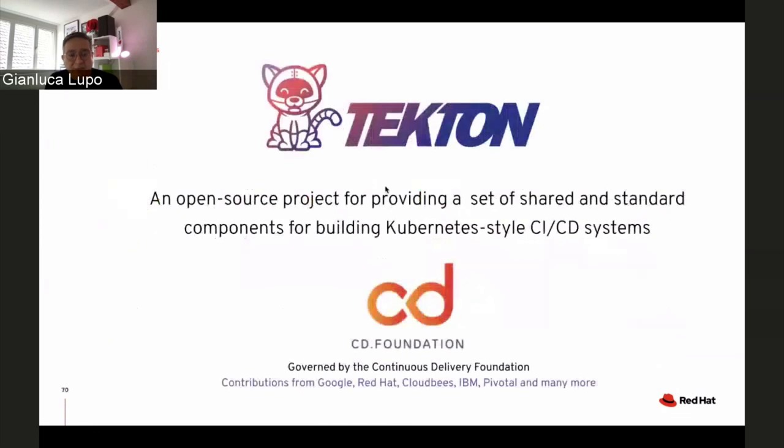Let's move forward. OpenShift Pipelines is based as well on an open source project called Tekton, which was a derived project from Knative at the beginning, and it delivers the basic components for building Kubernetes-style CI/CD. Today, it is part of the CD Foundation, the Continuous Delivery Foundation. It's contributed by Google, Red Hat, IBM, Pivotal, and many, many others.